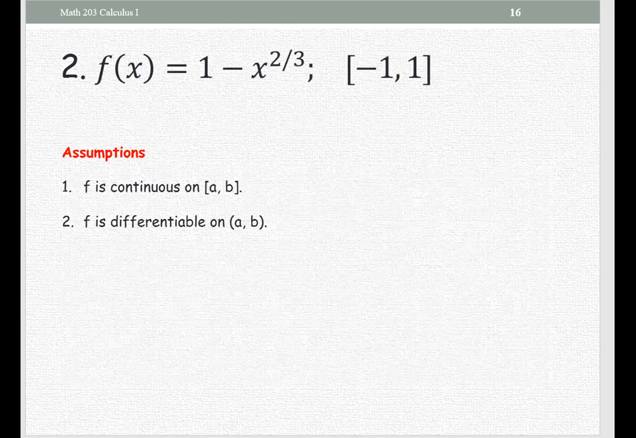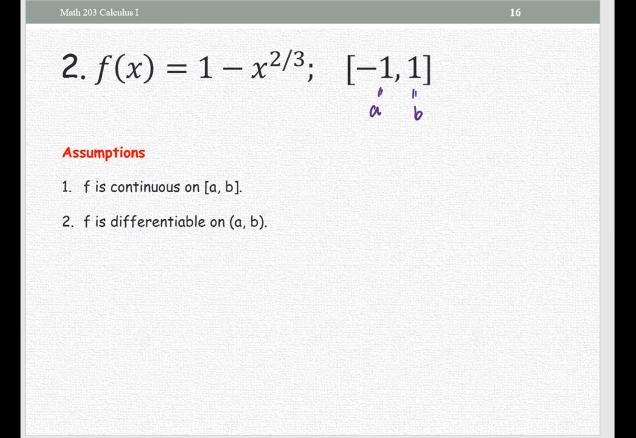Next, look at the second example. The function f of x equals 1 minus x to the power 2 thirds, on a closed interval, a equals -1 and b equals 1. Is the function continuous on the closed interval [a, b]? The answer is yes, because this is a power function with degree 2 over 3. So we can rewrite it as 1 minus the cube root of x squared. The cube root has no restriction, so any number can be used as input, and the domain is the set of all real numbers. So we can say the function is continuous on the closed interval [-1, 1].